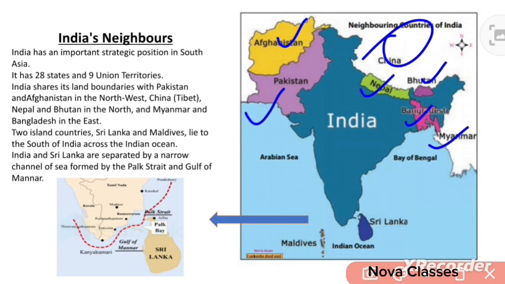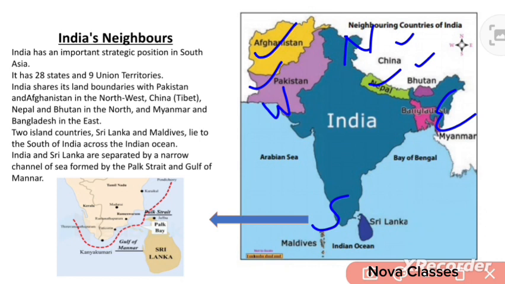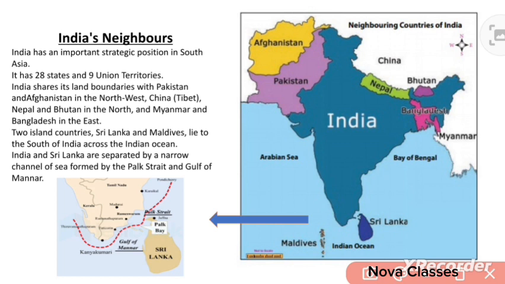So how many? 1, 2, 3, 4, 5, 6 and 7. How many countries are there? 7. Okay, so you know there is the northern part, southern part, eastern part, and western part. So you can say that in the northwest there are Pakistan and Afghanistan. Northeast, you can say China, Bhutan and Nepal, and on the east side you can say Bangladesh and Myanmar. So those are the neighboring countries of India.